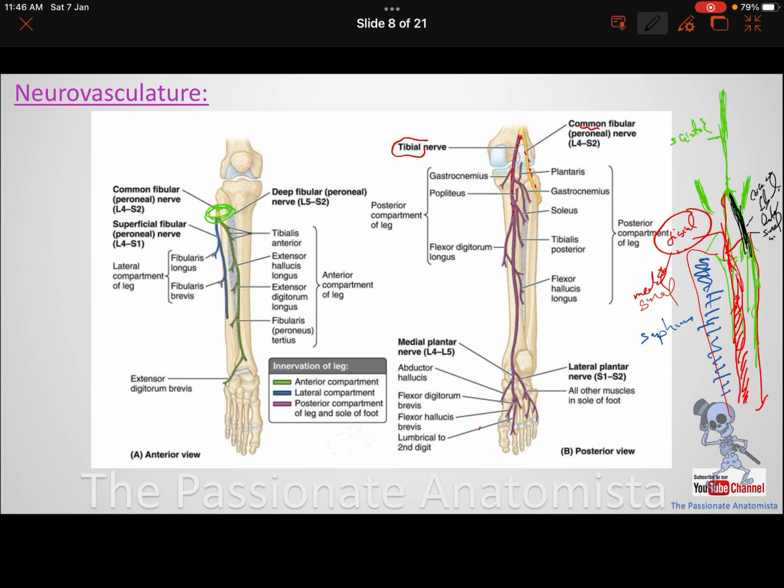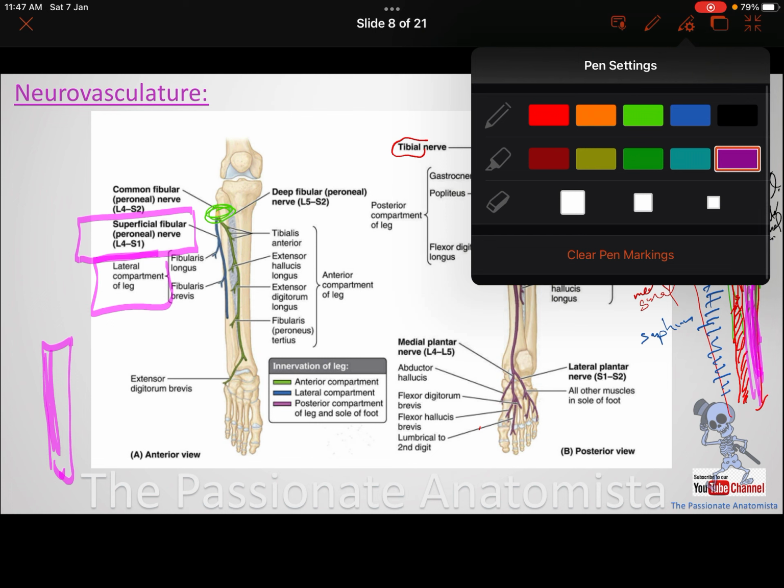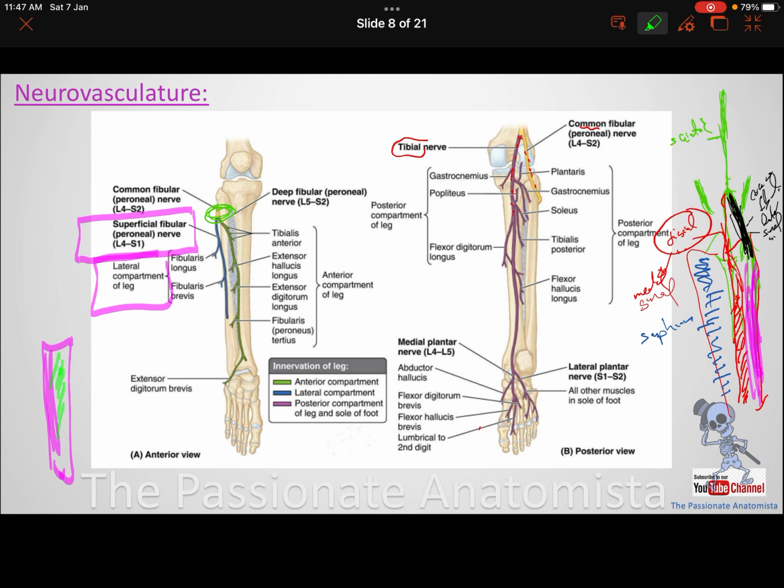So if this is my leg, remember, laterally is the superficial fibular nerve, anteriorly the deep fibular nerve. These both were coming from the common fibular. Posteriorly is the tibial, and you know that all of posteriorly was your tibial nerve.